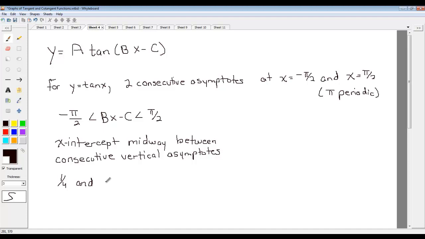So 1/4 and 3/4 of the way. The y coordinates are at negative a and a.